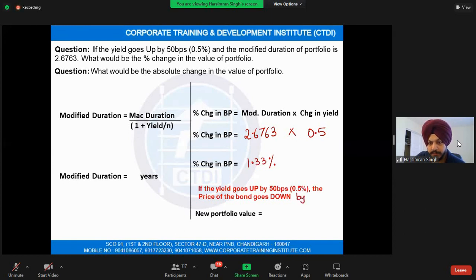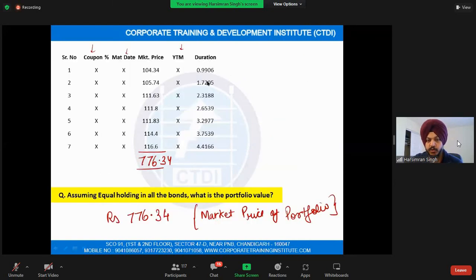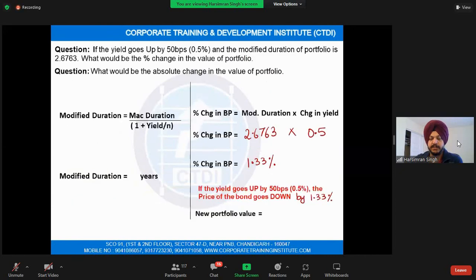by 1.33%. So this was the question number 3. Next question was, what would be the absolute change in the value of portfolio? Absolute change क्या है? Now what was the portfolio value? 776.34. So 776.34 into 1.33% कितना हुआ?